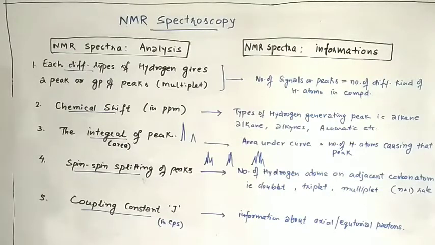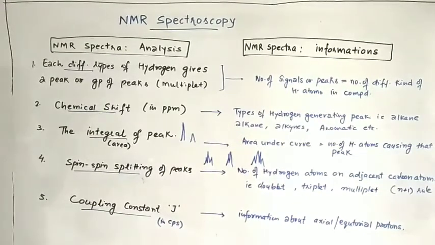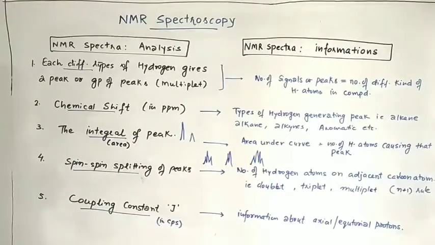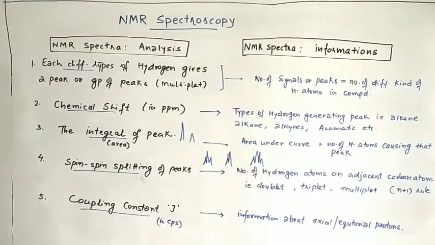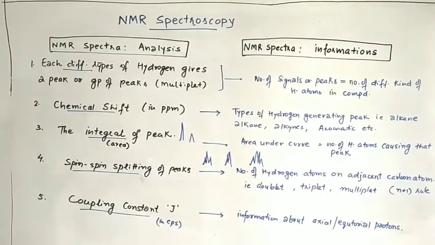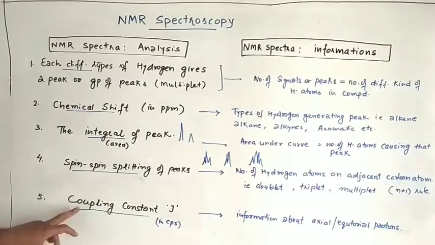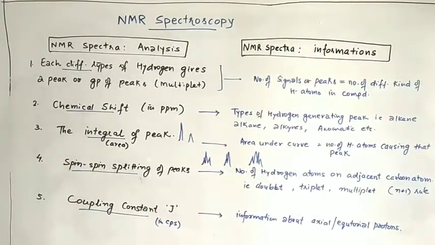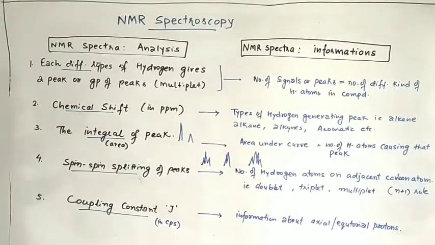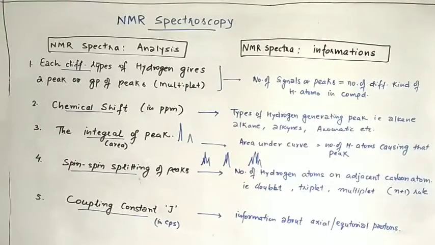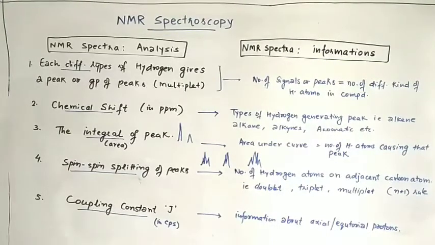So spin splitting gives information about the number of hydrogen atoms on the adjacent carbon, on both sides. Splitting of the peak totally depends upon the number of hydrogens present on the adjacent carbon. So for spin splitting, we must note whether the peak is a singlet, doublet, triplet, multiplet or quartet. In detail, we will discuss in this chapter how the splitting takes place and which factors cause the splitting of the peak.